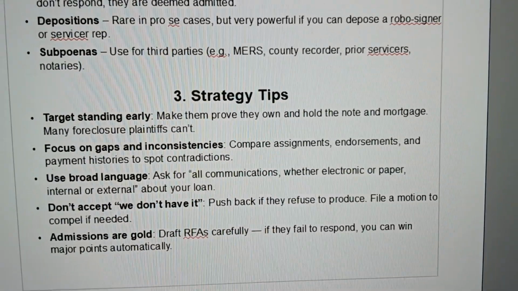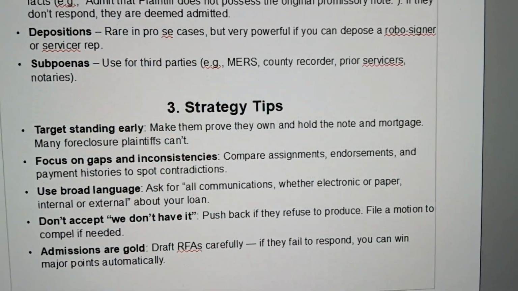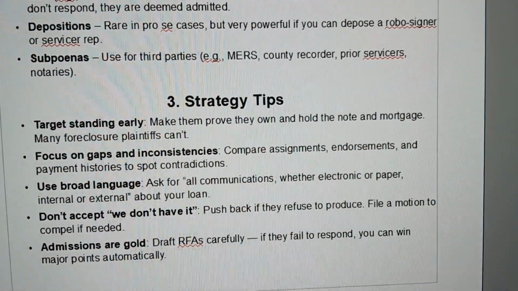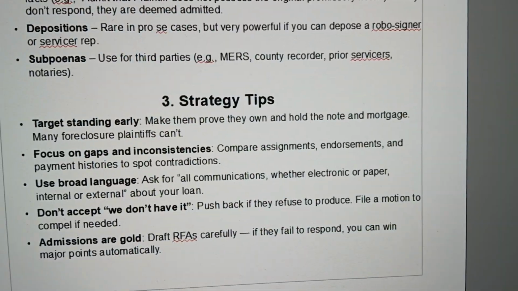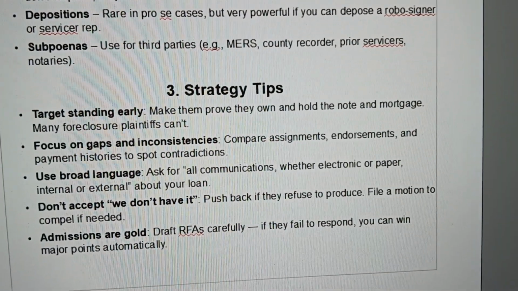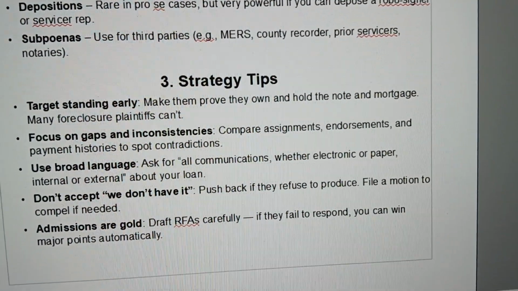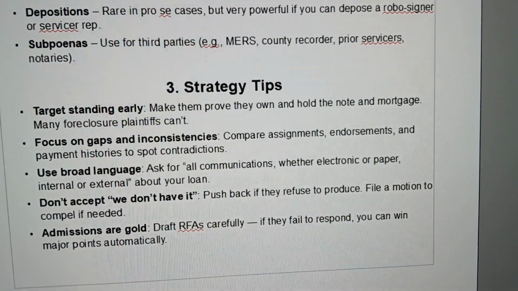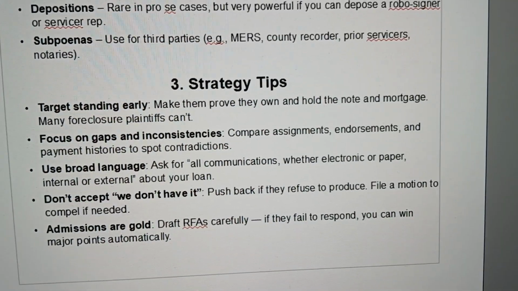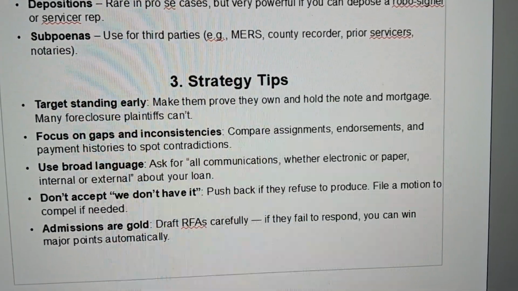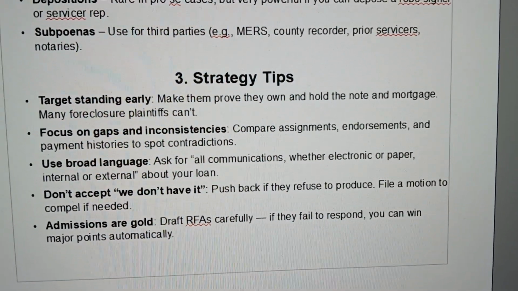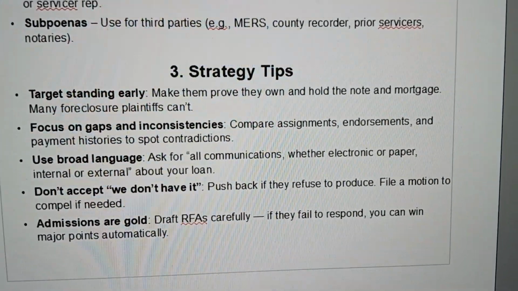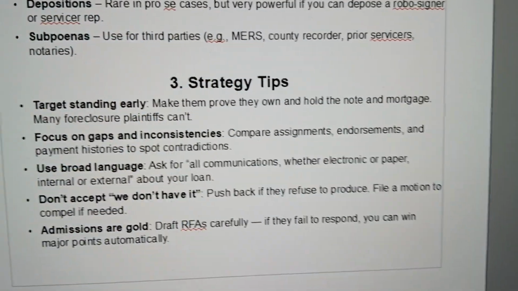Strategy tips. Target standing early. Make them prove that they own and hold the note and mortgage. Many foreclosure plaintiffs can't. Focus on gaps and inconsistencies. Compare assignments, endorsements, and payment history to spot contradictions. Use broad language. Ask for all communications, whether electronic or paper, external or internal, about your loan. Don't accept "we don't have it." Push back if they refuse to produce. File a motion to compel if needed. Admissions are gold. Draft your RFAs carefully. If they fail to respond, you can win major points automatically.